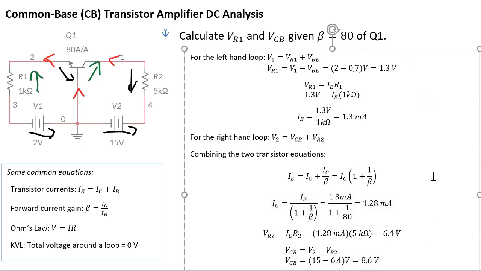Hopefully you guys understand the process of getting this. Remember, the labeling of the arrows of voltages and currents are really, really important. You must get it right. If you get this part wrong, then you're going to make a lot of mistakes in here.